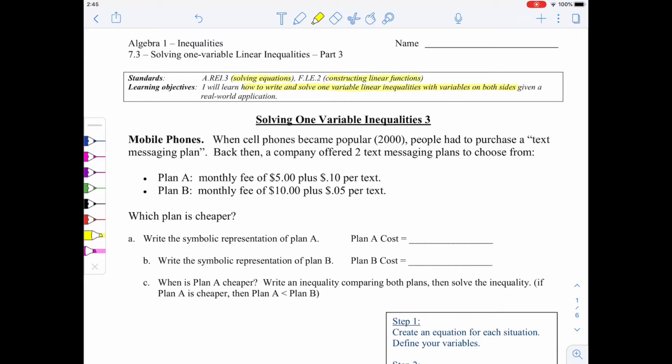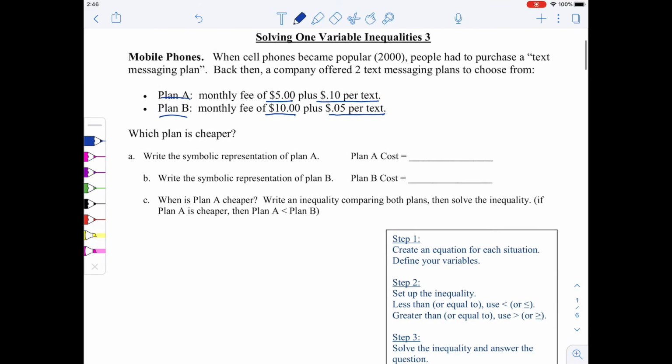Here we can look at some mobile phones. When cell phones became popular back in 2000, people had to purchase a text messaging plan. Back then, a company offered two messaging plans to choose from, right? So you're given plan A, monthly fee of $5 plus 10 cents per text. Plan B, $10 and then 5 cents per text. So it's like last time, we wrote it out. So it's already written out in words for you.